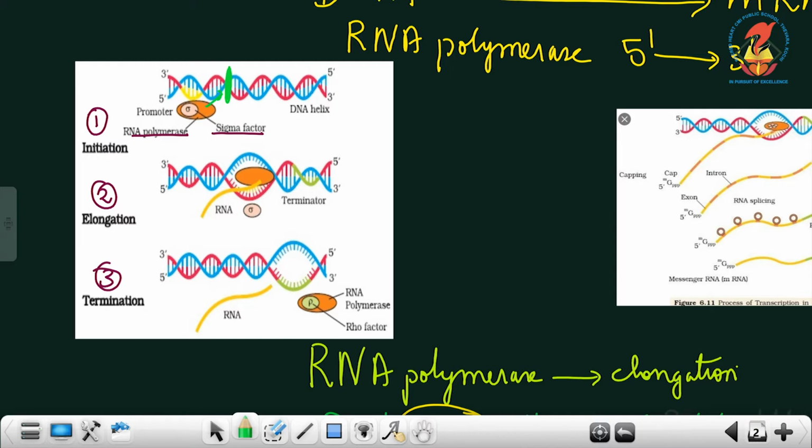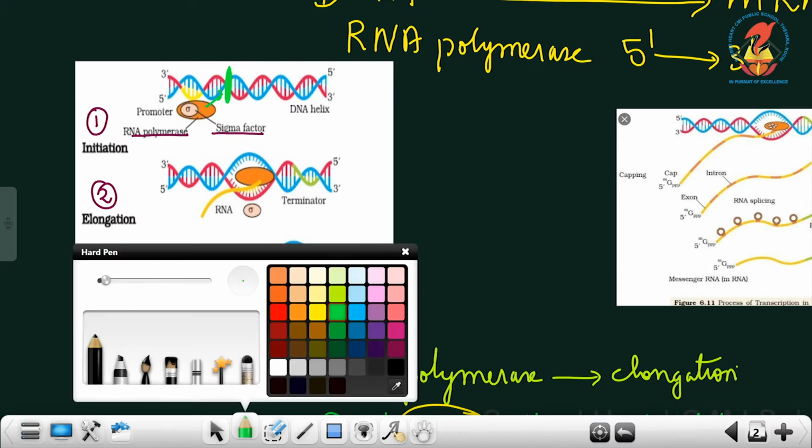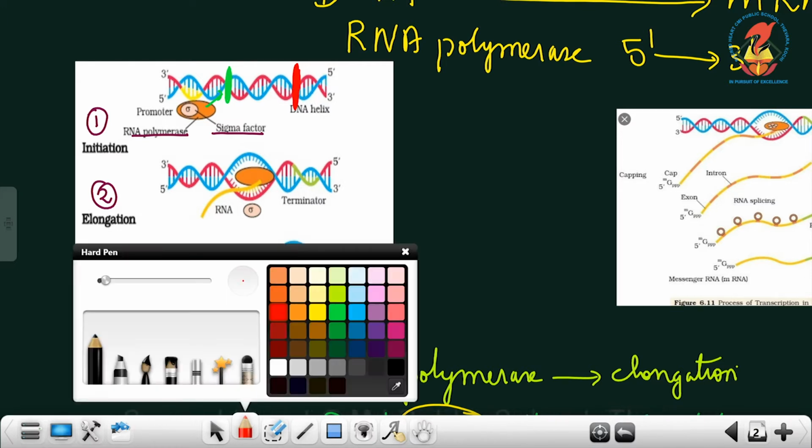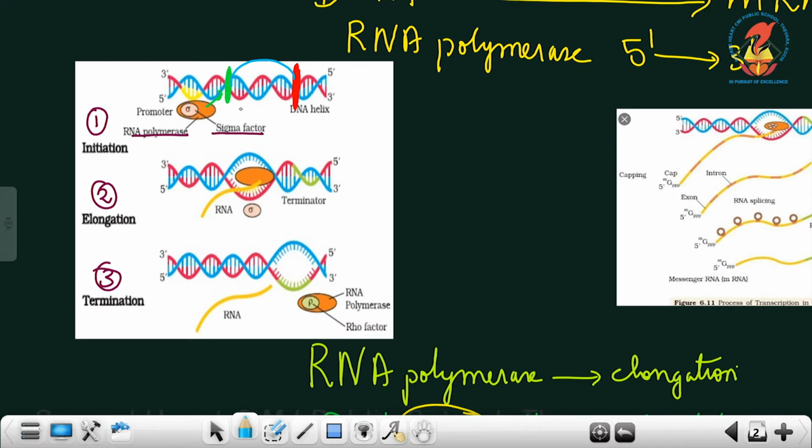When it binds here, what happens immediately? Unwinding takes place. Unwinding takes place up till the terminator. There is another gene I told you to figure out, which is the terminator. So, from here to here, unwinding takes place. The entire coil structure will unwind. So that's the first step, called initiation.